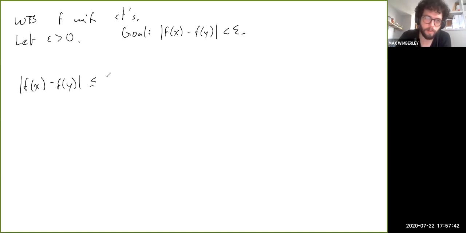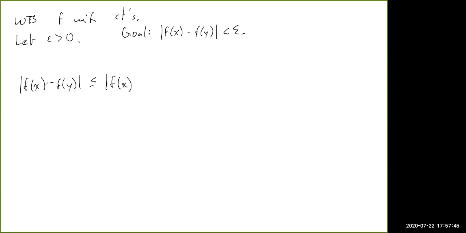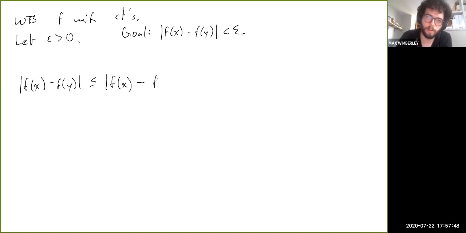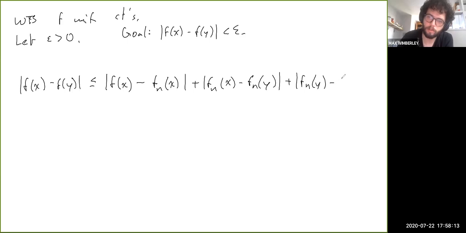Yeah, exactly. So there's going to be 3 terms, right? And we're going to be using some approximation. So we'll be comparing the values of f to the corresponding values of fn. And then we'll be controlling how much fn is allowed to vary, basically, right? So we'll have |fn(x) - fn(y)|. And then we would have |fn(y) - f(y)|, what am I talking about? Right. So we want to make each of these less than epsilon over 3.